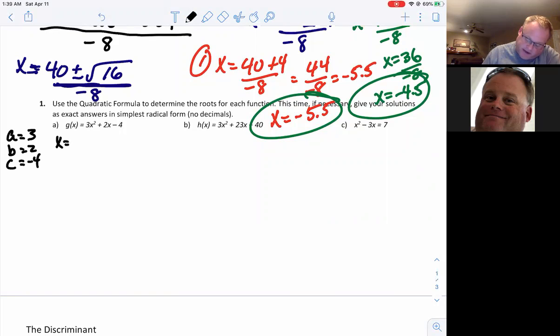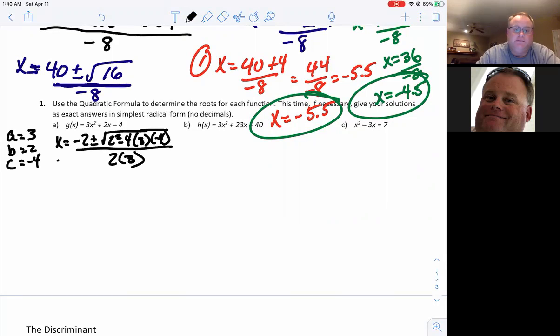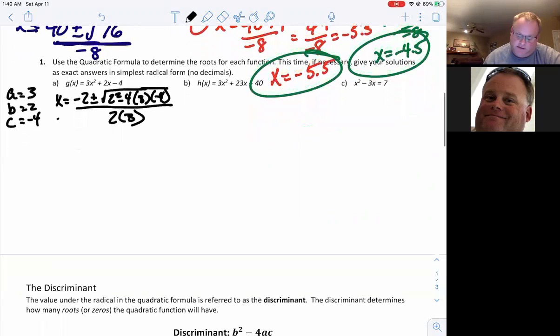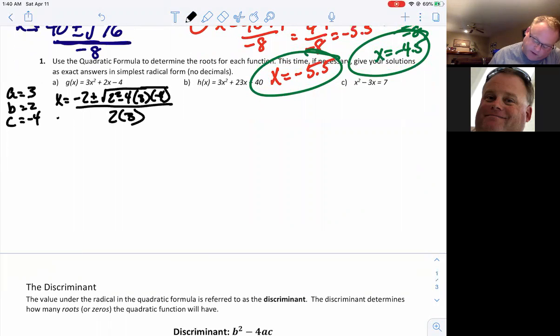x equals my negative B, so negative 2 plus or minus the square root of 2 squared minus 4 times A, which is 3, times negative 4, and all over 2 times A. So 2 times 3. I'm worried about how small I'm writing, so you guys can see it or not, right? So I'm going to try to write a little bit bigger right over here. I'll box this in so I can write.